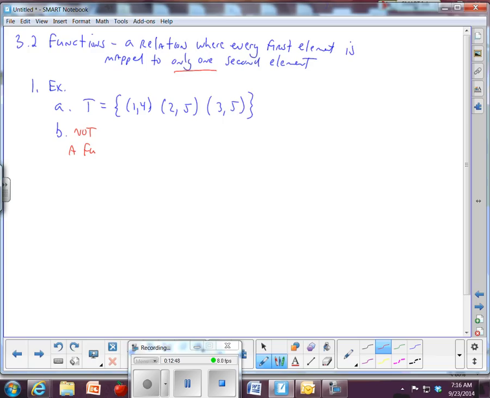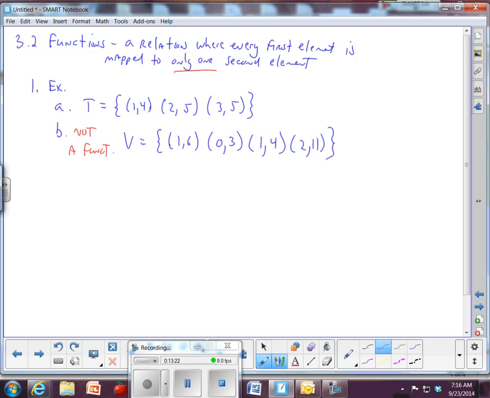Not a function. So here's an example of something that's not. Let's go capital V equals brace, 1, 6, 0, 3, 1, 4, 2, 11, and we'll close it with a brace. So you've got the pairs (1, 6), (0, 3), (1, 4), and (2, 11).